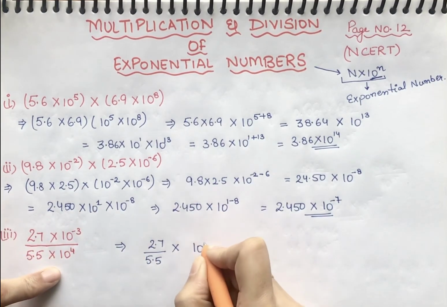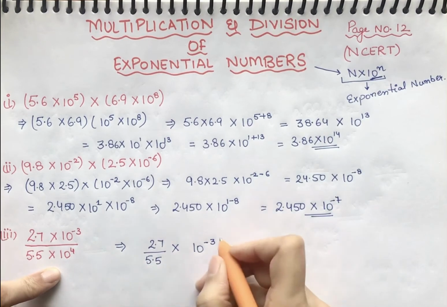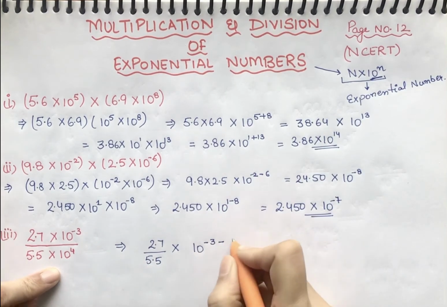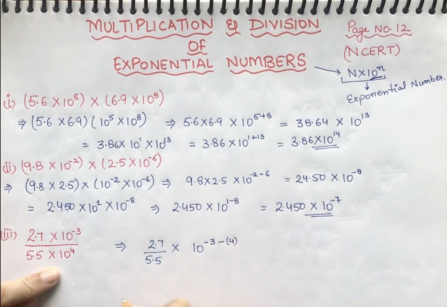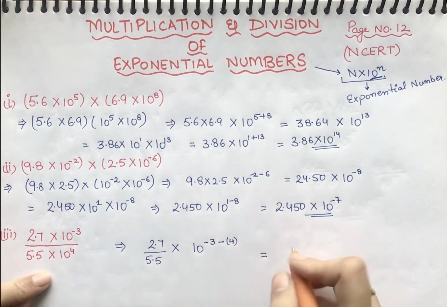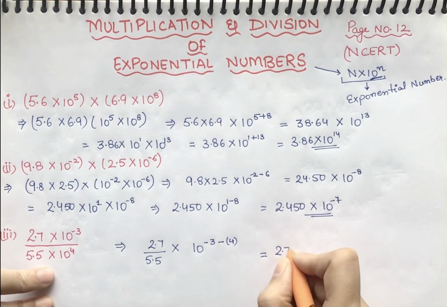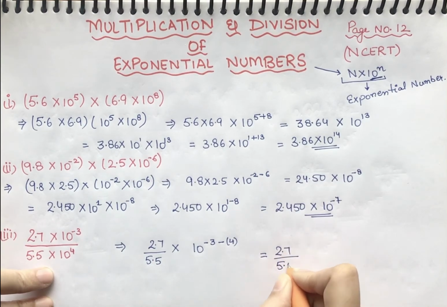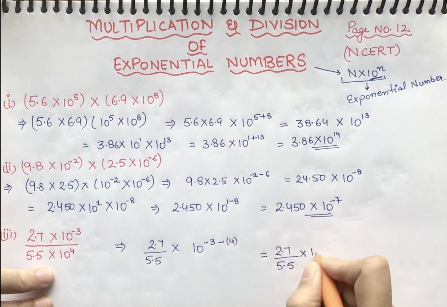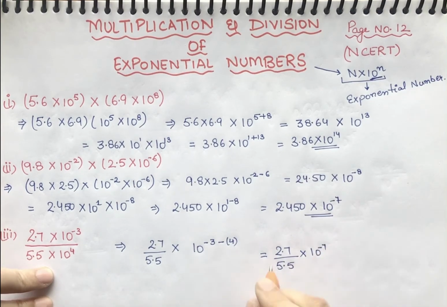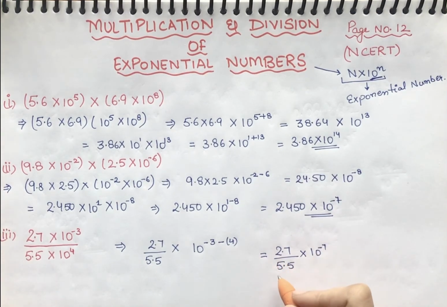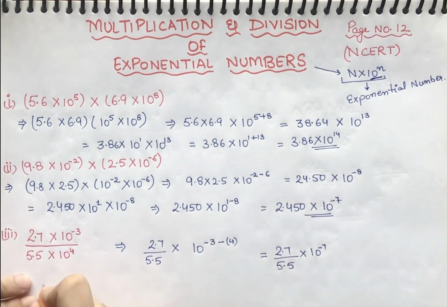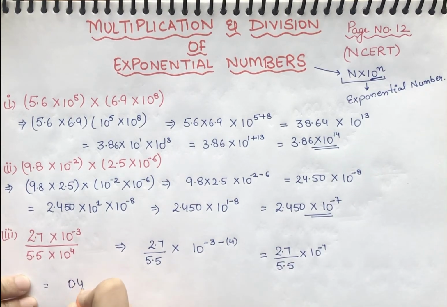So let's take the power 10 raised to power minus 3, now minus 4. Right, now there is minus 3 and it will be minus 4. So 2.7 divided by 5.5 into 10 raised to power minus 7. 2.7 divided by 5.5 is none other than 0.4909 into 10 raised to power minus 7.